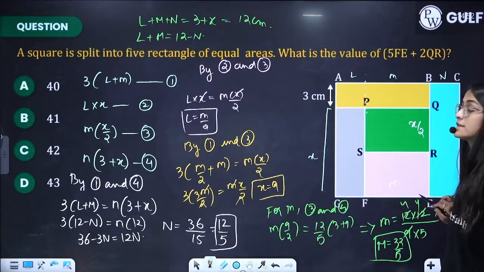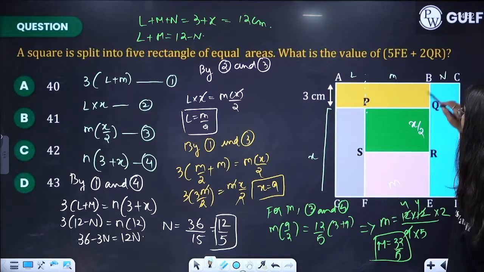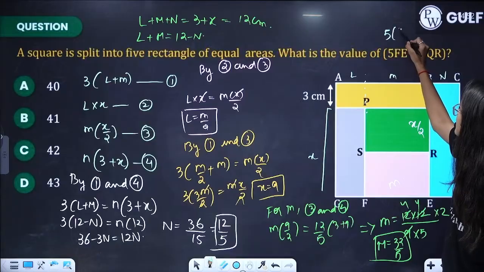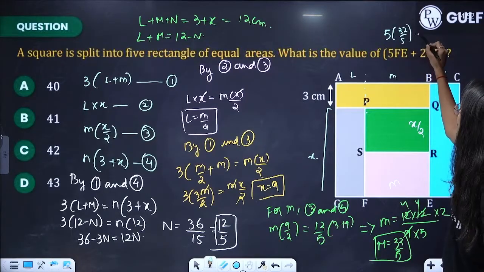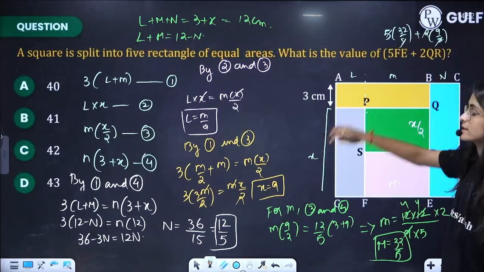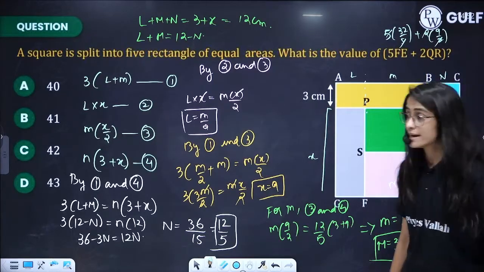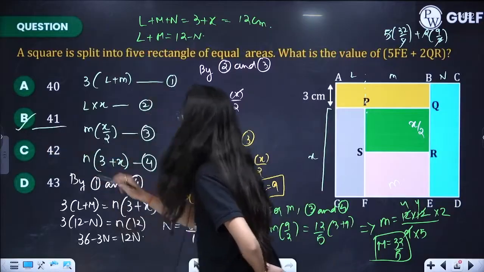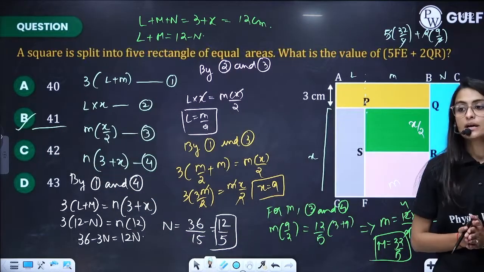Can we say your m is equal to FE? Substituting the values in your relation, 5 multiplied by 32 by 5 plus 2 multiplied by 9 by 2, you will be getting 32 plus 9. That is your option number B. It's 41. Moving to the next question.